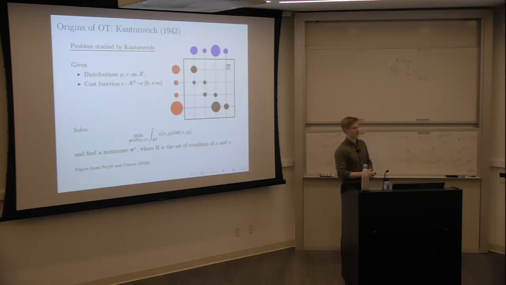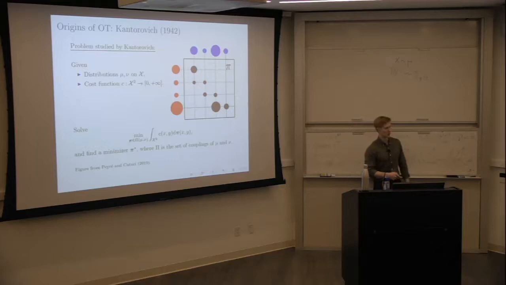And so we can minimize a very similar objective function here. We're still interested in minimizing the total cost, but now we minimize over joint distributions, or what we call transport plans, that have mu as one of its marginals and nu as its other marginal. We call this the set of couplings. And again, we're interested in a minimizer, potentially.